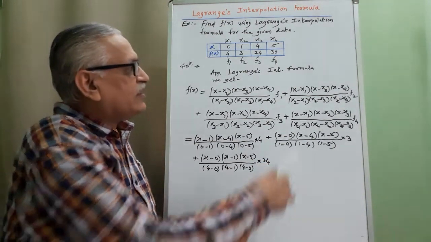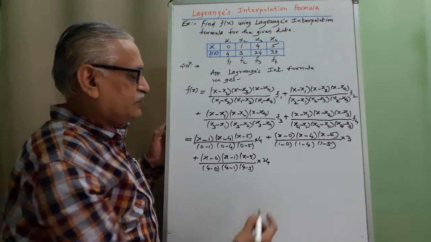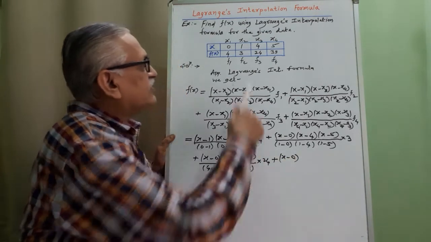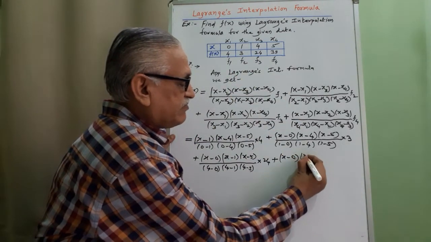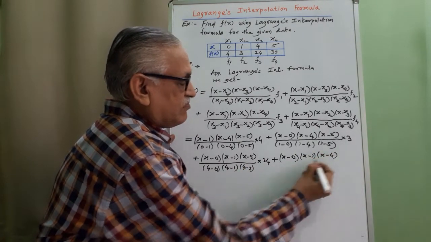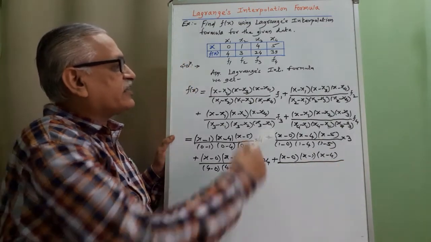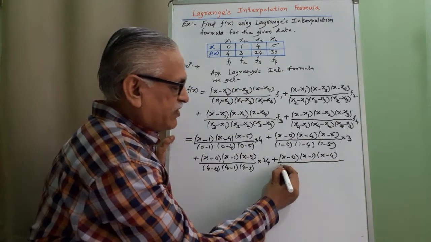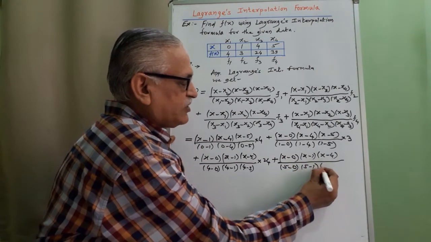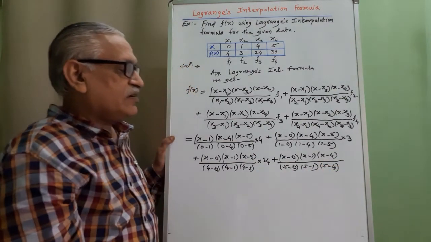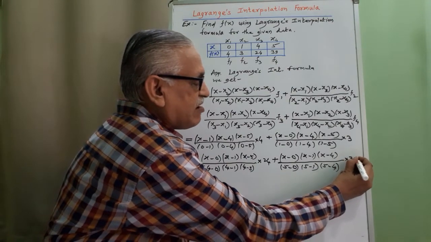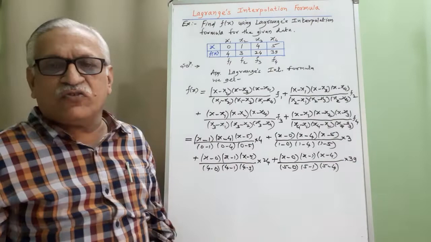Plus, for the fourth term, neglecting the last point, that is 5, we get the product as x minus 0, then x minus 1, then x minus 4, whole divided by the neglected point, here 5. Therefore from that we subtract 0, then 5 minus 1, 5 minus 4, multiplied by f4. f4 is 39. Therefore, substituting the values we get this step.